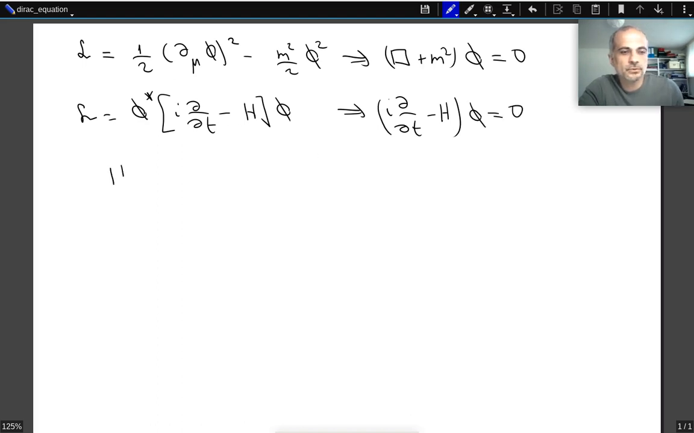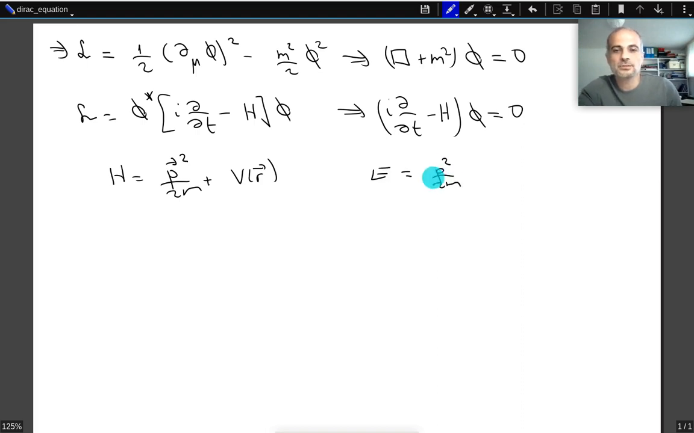Where in this case the Hamiltonian can be written as p squared over 2m plus V of r. Now the Klein-Gordon field is essentially the relativistic generalization of the Schrödinger equation. You see, the Schrödinger equation tells us that the energy of a free particle is p squared over 2m, which is just a non-relativistic energy momentum relation.